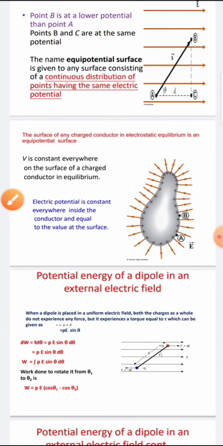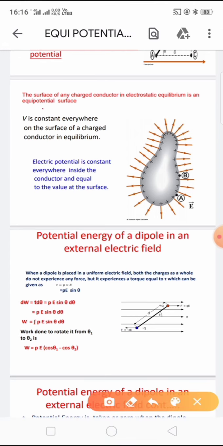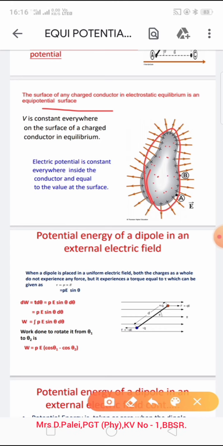The surface of a charged conductor. The surface of a charged conductor in electrostatic equilibrium is an equipotential surface. This is the surface, the upper surface of the charged conductor. This is an equipotential surface. And the potential on the surface is also equal to the potential inside the conductor. So these are some examples of equipotential surfaces due to different types of charge distributions.